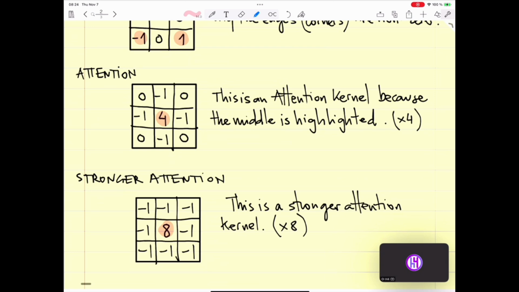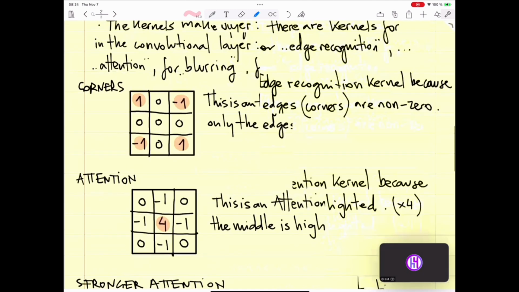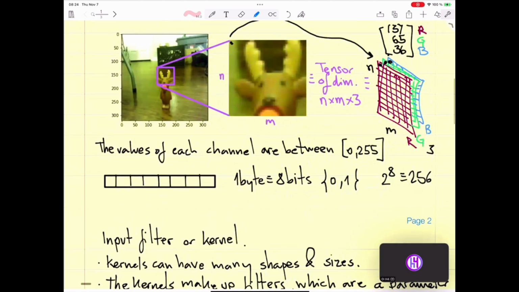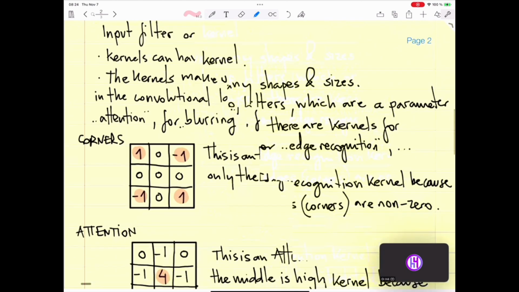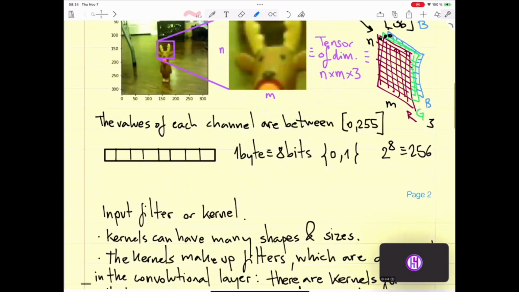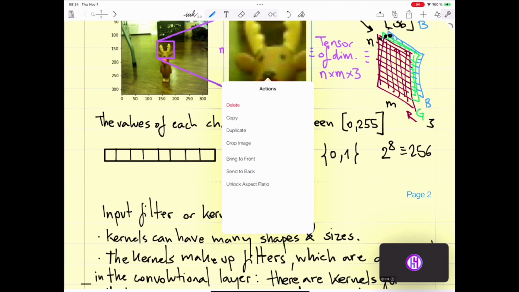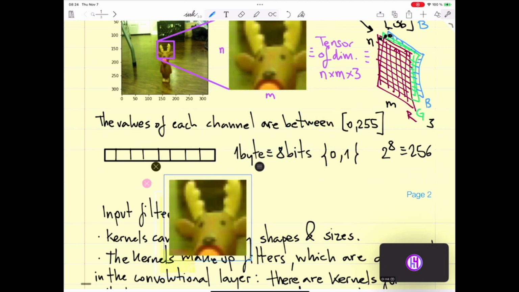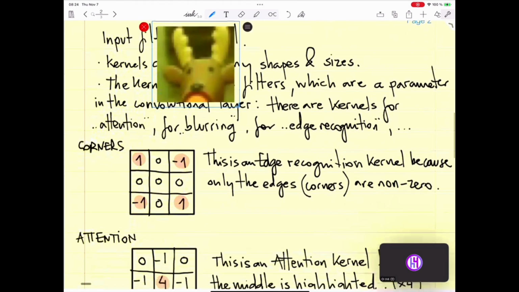Good. So, okay, imagine we have an image that is like this, like the one we saw here. All right. Let me copy it. Let's make an example of how it works.